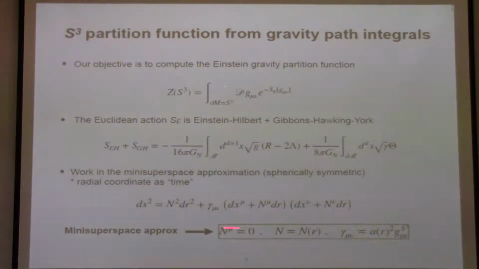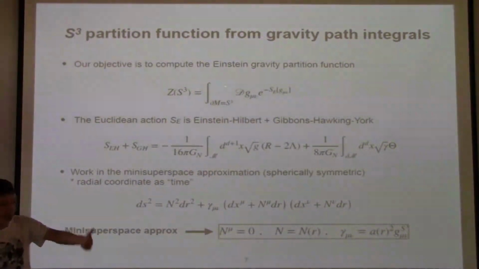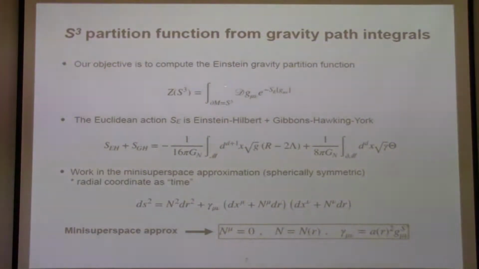first, this is the ADM type parameterization of the metric. So you have the lapse, a spatial metric, and the shift. The minisuperspace approximation in this context is that we set the shift to be 0, and the lapse and the spatial metric depend only on this radial coordinate. In the quantum cosmology context, instead of radius dependence, people only keep the time dependence, and ignore all the spatial dependence.